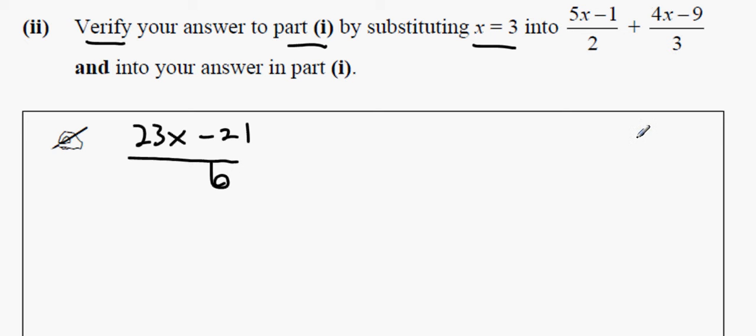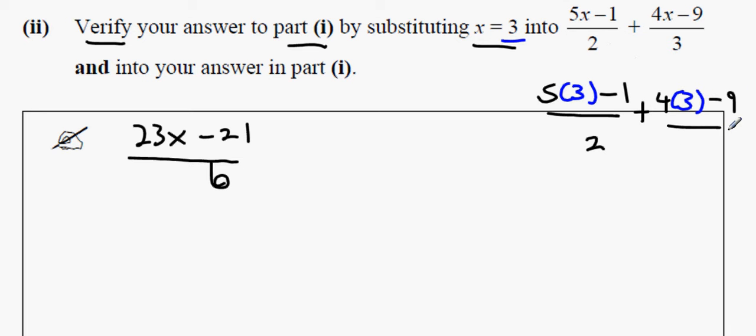So let's do what it asks us, okay? The first thing it asks us to do is replace x with 3 in this formula. So we're going to get 5 bracket 3 minus 1 divided by 2 plus 4 bracket 3 minus 9 over 3. Okay, let's see what happens. 5 times 3 is 15, minus 1, divided by 2, plus 12 minus 9, divided by 3.